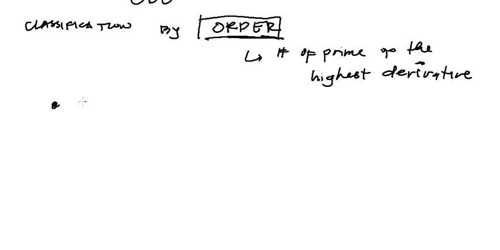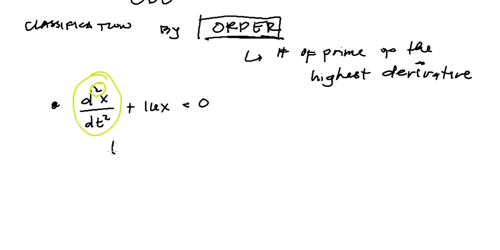Say for example, we have this second derivative of x with respect to t plus 16x is equal to 0. So first is we need to determine the derivative here. So we only have the second derivative, which is the number of prime is 2 because it is second derivative. So the order of this equation is called second order.